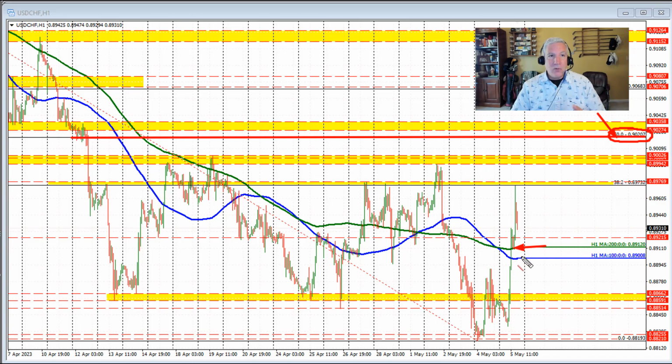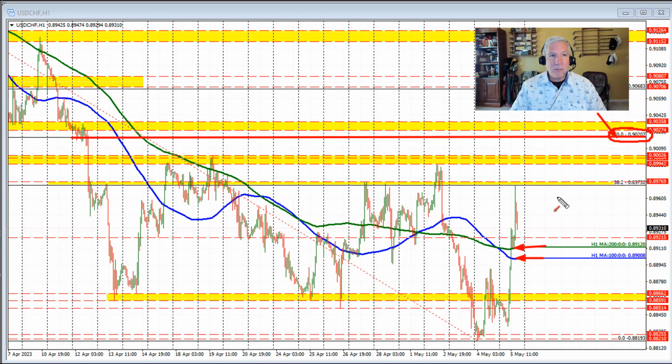But in order to do that, we need to hold the 200-hour moving average, and you might even say the 100-hour moving average. That's our risk-defining level. As long as the price can remain above these levels, the buyers are still in play in the short term. They have work to do. They need to get above this high price at 90.20 in order to push this price further to the upside and continue the corrective move from the February move to the downside on the weekly chart.